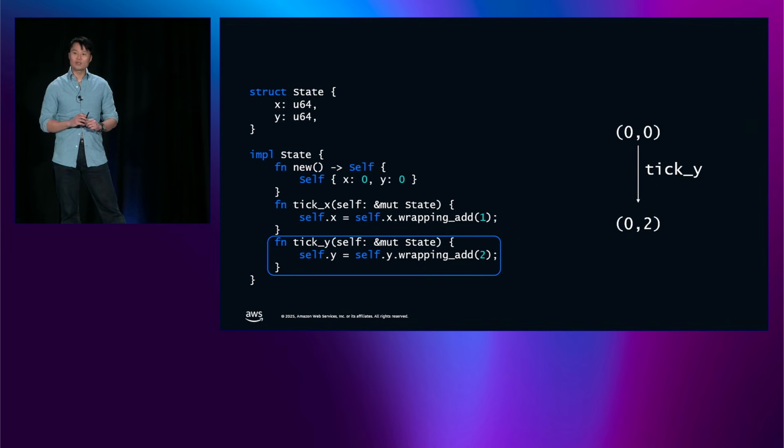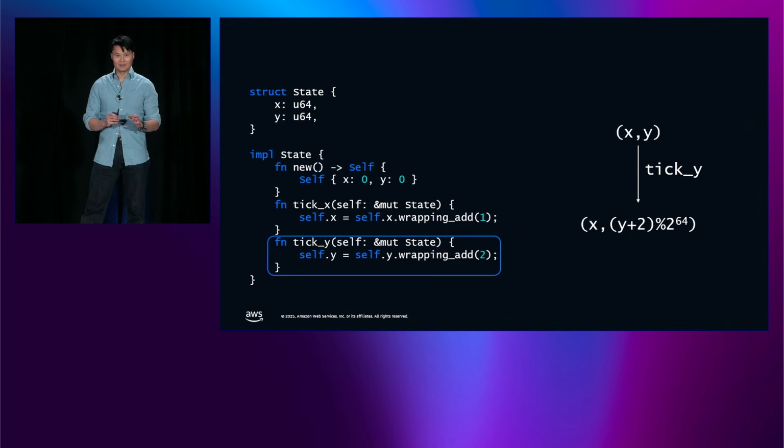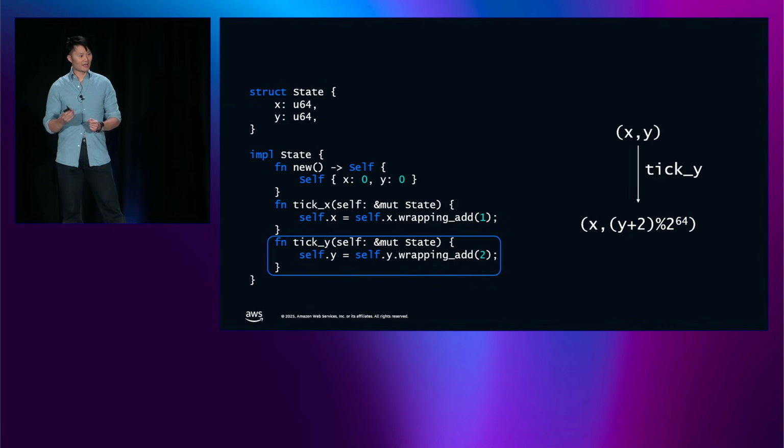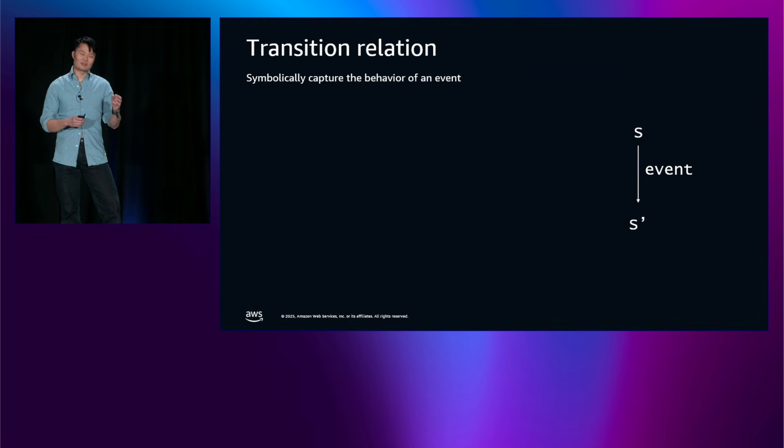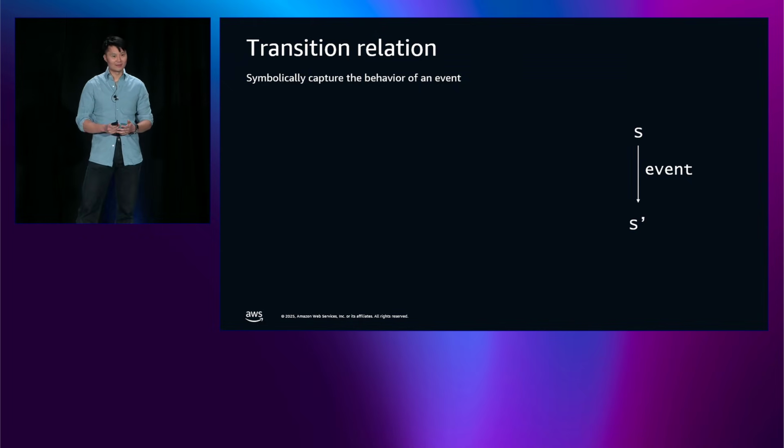And if we think more symbolically, we could write it like this: a relation between the symbolic state (x, y) and a new symbolic state where the x component stays the same and the y component is incremented. This is a transition relation. And a question for you later will be, what's the transition relation for tick_x? Stepping back from this particular example, the power of the idea of a transition relation is that it allows us to capture the behavior of an event symbolically, from a symbolic state S to a new symbolic state S prime.